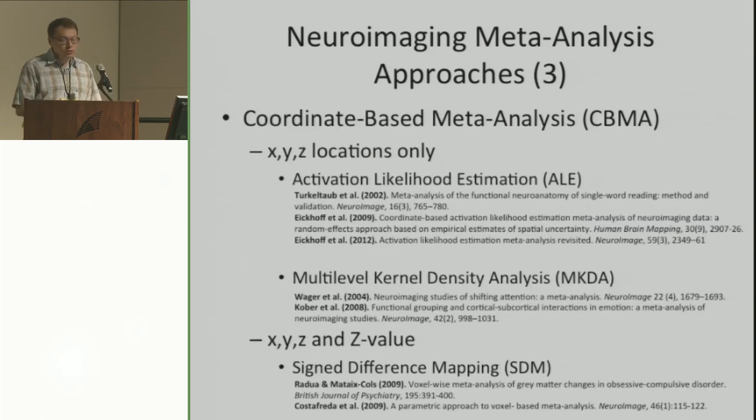Okay, so I'm going to talk about two coordinate-based meta-analysis methods that are based on the XYZ locations. That's the activation likelihood estimation method and the multi-level kernel density analysis method. And just to say, there's also a third one that has some nice software, but it's basically similar to these two, and that's signed differential mapping.